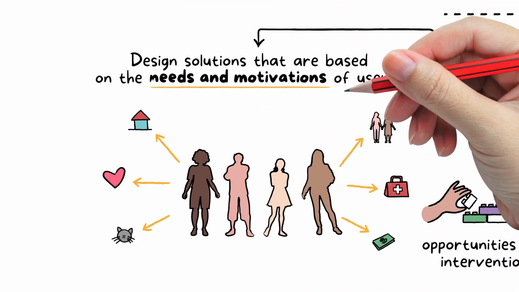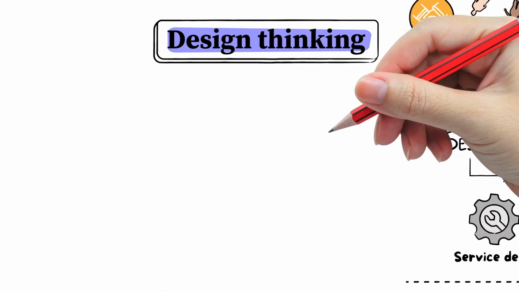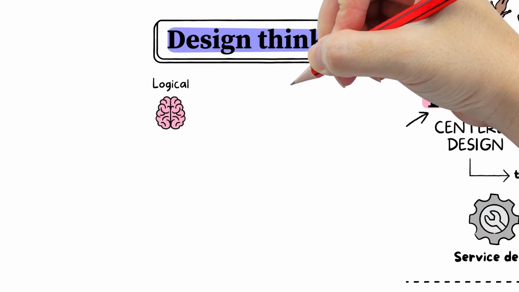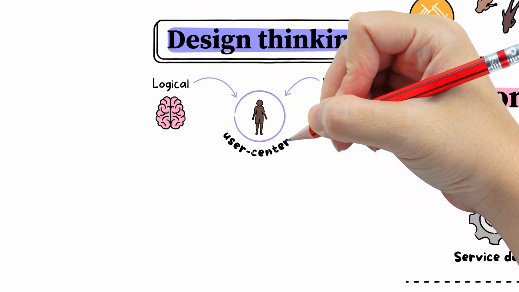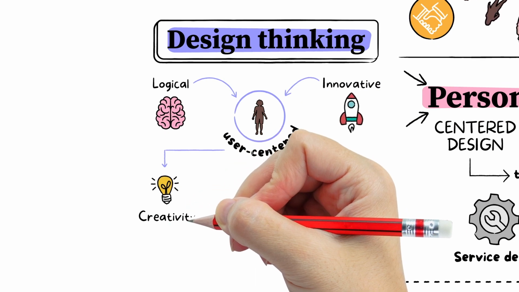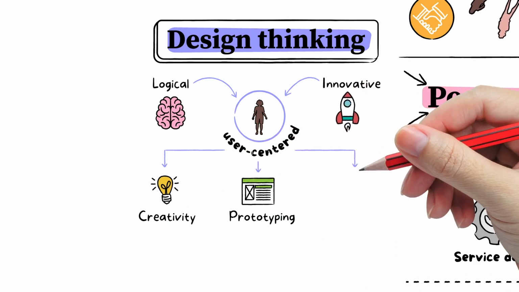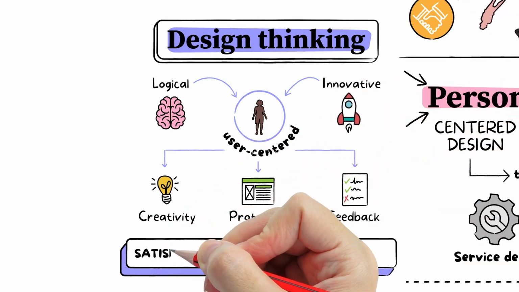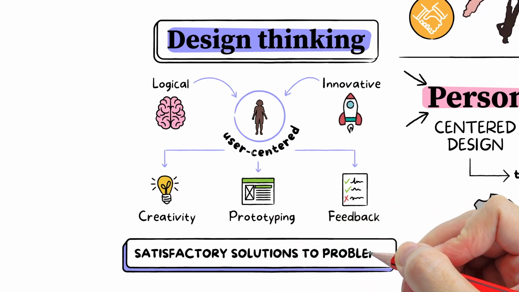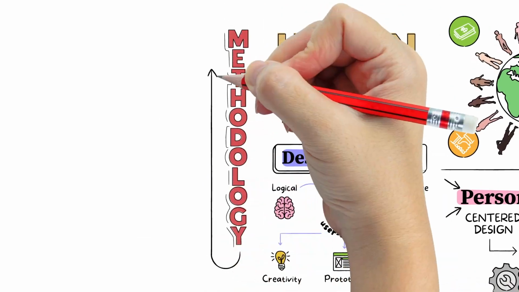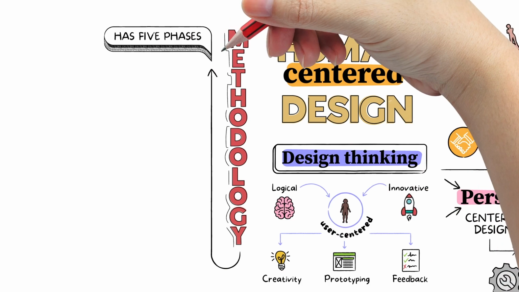Using this analysis, it is possible to design solutions that are based on the needs and motivations of users and can transform their lives. Design thinking, on the other hand, is a logical, innovative, user-centered process that applies creativity, prototyping, and constant feedback to find satisfactory solutions to problems. The human-centered design methodology has 5 phases.